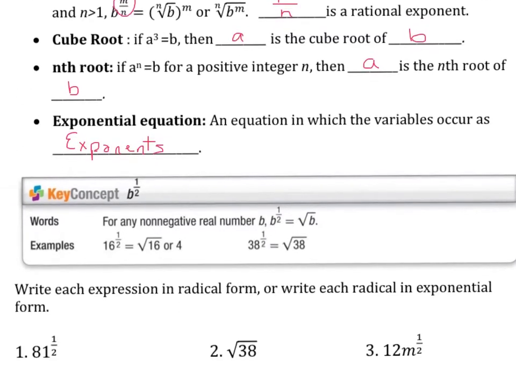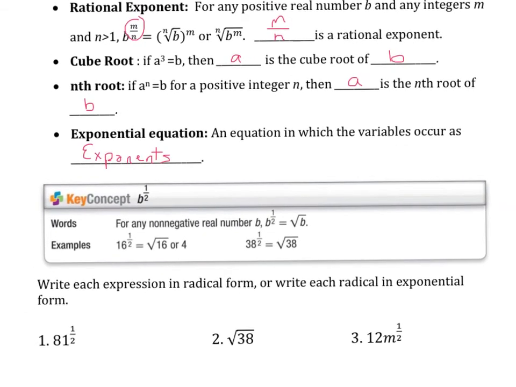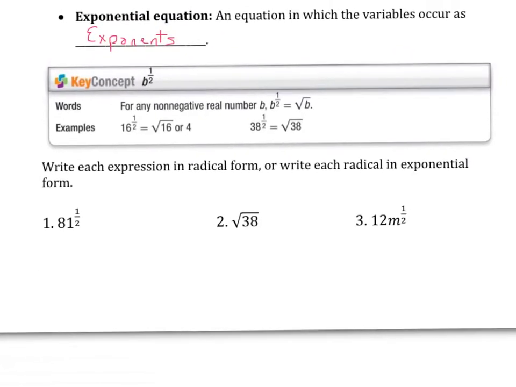Alright, now we can come down here and put a little practice into this. So our first key concept is b to the 1/2 power. Whenever we say b to the 1/2 power, it's the same as saying the square root of b. Right? So 16 to the 1/2 power is the same as the square root of 16, which we all know is 4. So let's look at our first example. We've got 81 to the 1/2 power, which is going to be the same as the square root of 81. And the square root of 81 is 9, and that's going to be our final answer.